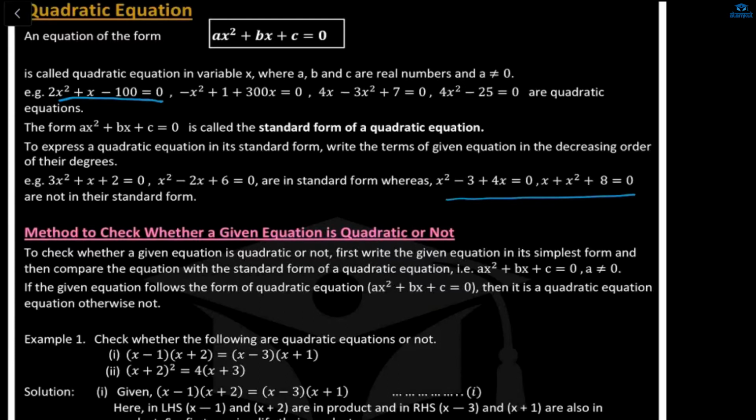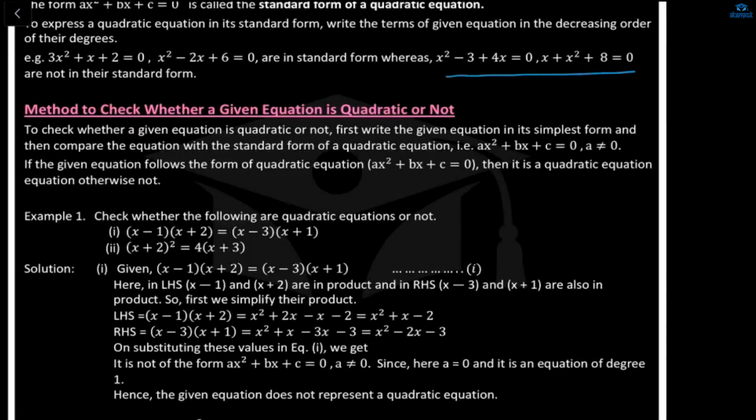Now let's check the method to check whether a given equation is quadratic or not. Many times the equations are not written in the standard form. So what we are going to do, first you are going to simplify the given equation, and then you will compare that equation with the standard form of a quadratic equation to see whether it is a quadratic equation or not. For example, you can see here example number 1. Okay, copy.